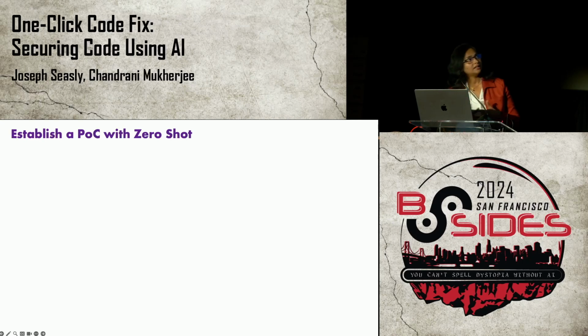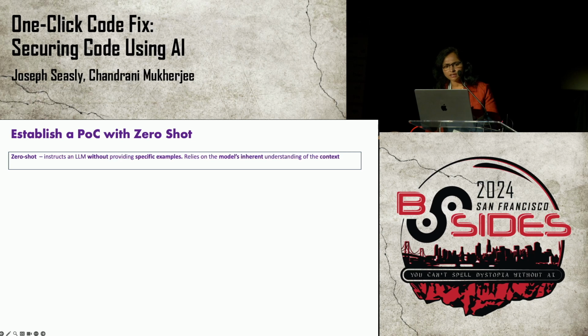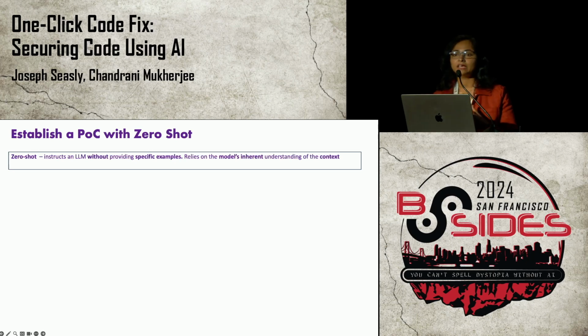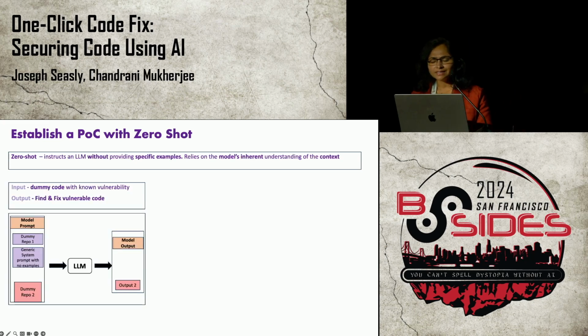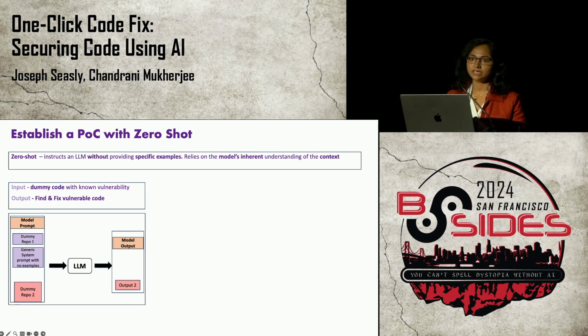So first, we needed to do a POC. We needed to establish that this thing we are trying, using an LLM to find vulnerabilities and fix them, would actually work. For this, we started with a zero-shot prompt engineering method. Therein, you rely on what the model already knows, the intrinsic knowledge of the model, and you rely on the model to give you the most optimized results. As an input, we created a dummy repo with some very obvious, straightforward vulnerabilities in it. And we said, okay, find and fix whatever you can.